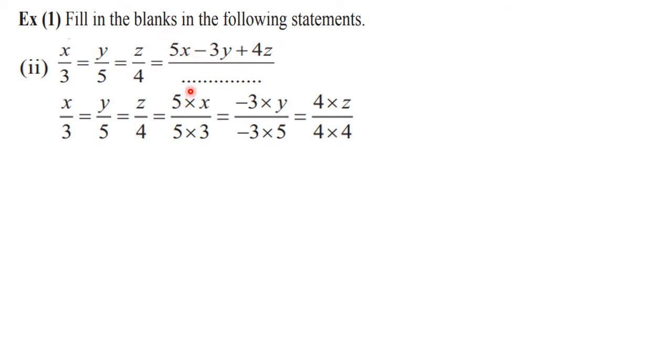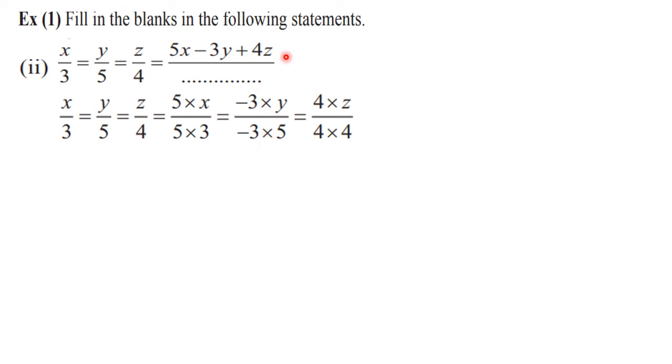I want 5x here. So I have to multiply both the places by 5. You know that we cannot simply multiply in numerator. We have to multiply in both the places, numerator as well as denominator. So it is 5x upon 5 into 3. Okay. Then we want minus 3y. That means we have to multiply by minus 3. So multiply both the places by minus 3.